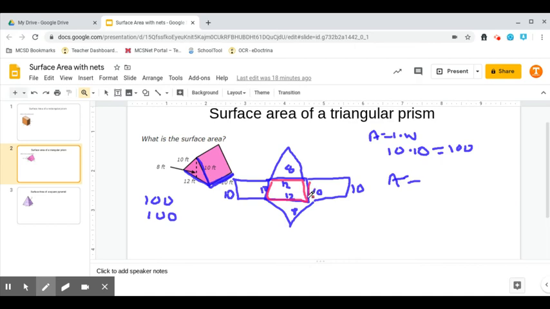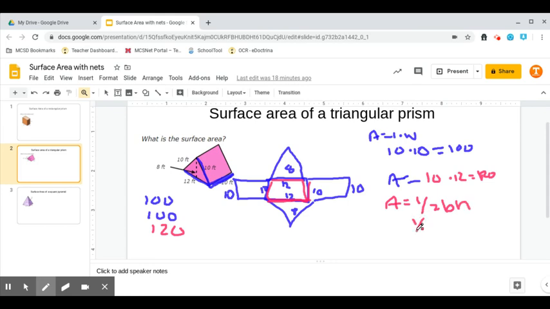This is 10 by 12. So 10 times 12 is 120. And there's only one of those. So there's my third piece. I have 1, 2, 3 done. I just have the triangles. And now the area of a triangle is 1/2 base times height. It's my formula of the triangle.